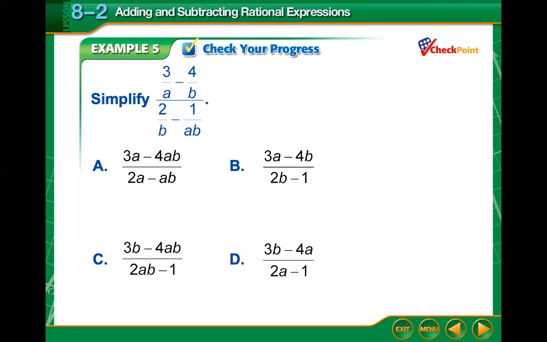Here is your last U-try. Go ahead and try it out and see what you get. Pause the video as needed. And you should end up getting D, 3b minus 4a over 2a minus 1.